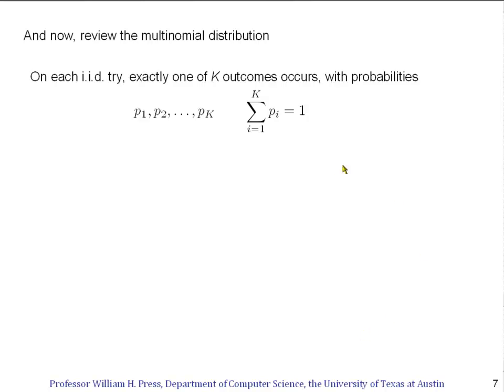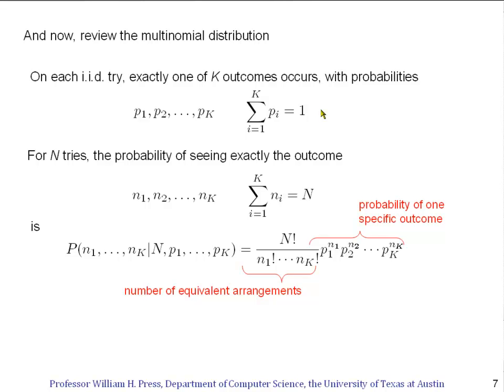Now let's review the multinomial distribution. The idea here is that on each independent and identically distributed trial of something, there is exactly one of capital K outcomes. And the probabilities of each of those outcomes is some set of probabilities, P1 through Pk, which add up, of course, to 1, because they are exhaustive and mutually exclusive.